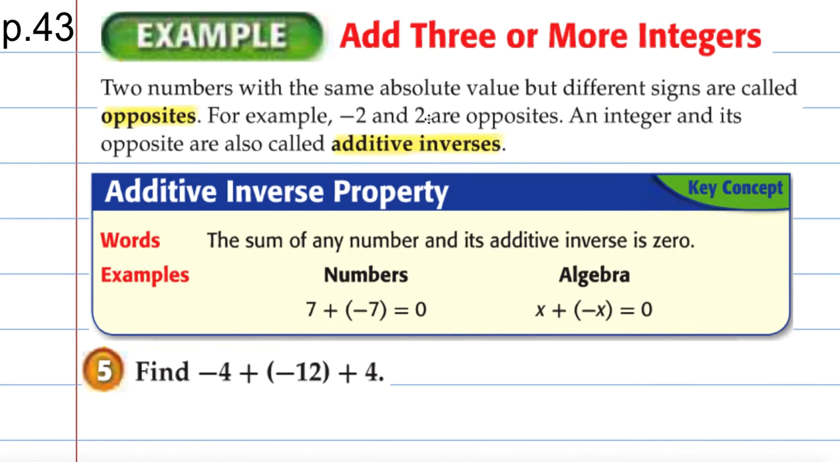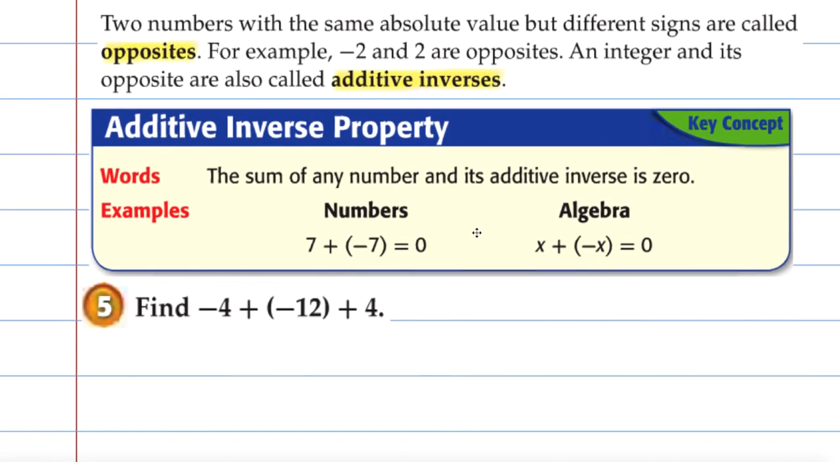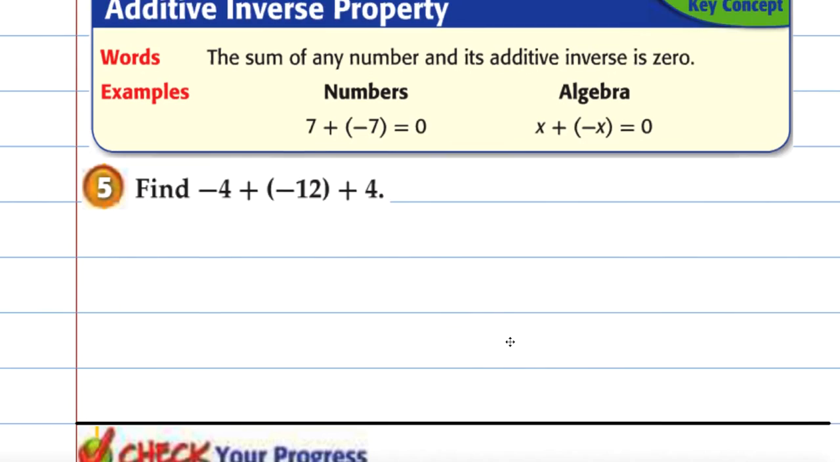-2 and 2 are opposites. They are an equal distance from 0 on a number line. Opposites are equal distance from 0 on a number line. And when we add them together, they cancel each other out. So that's additive inverse. So the sum of any number and its additive inverse is 0. 7 and -7, 0. X and -x is 0. Just like we looked at with those dots, they go to 0, and that's why they go away.